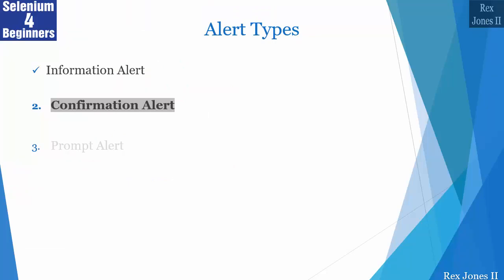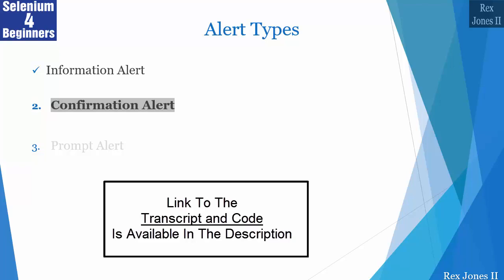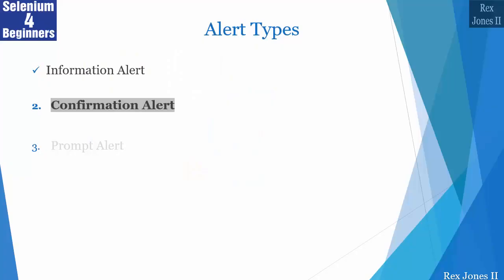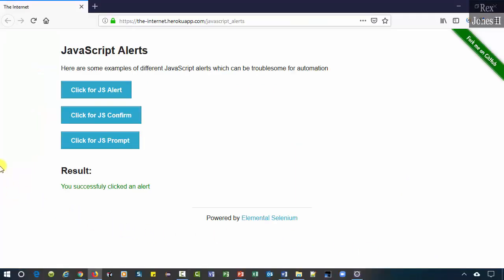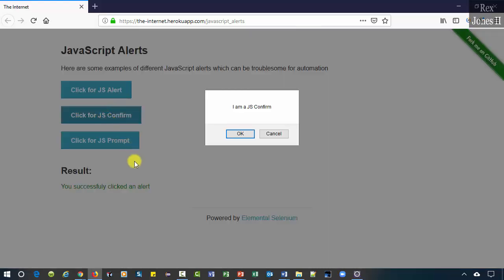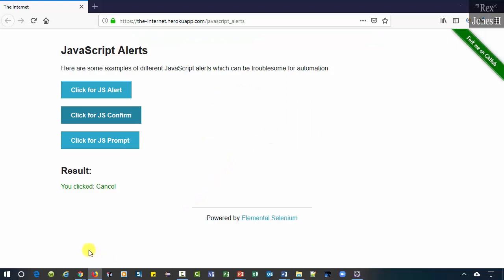Next, we are going to switch and cancel a confirmation alert. Now, we are going to switch to an alert, then cancel the alert. Go back to our AUT, and the second button, click for JS confirm, is a confirmation alert. We see an OK and a cancel button for us to confirm the message. Let's automate these steps by clicking the cancel button. The result shows you clicked cancel.